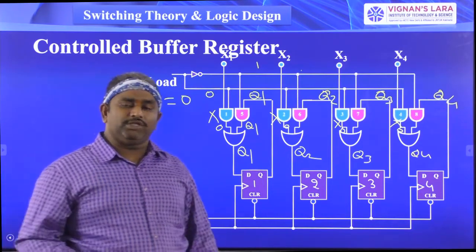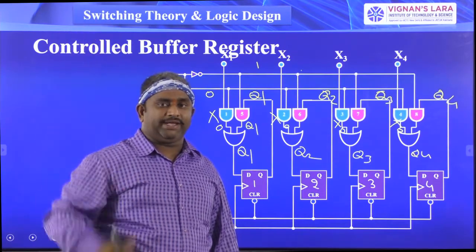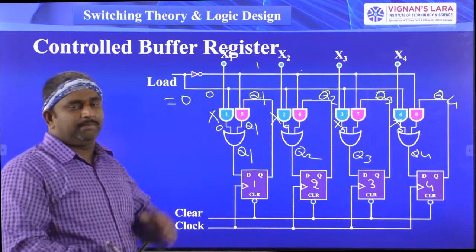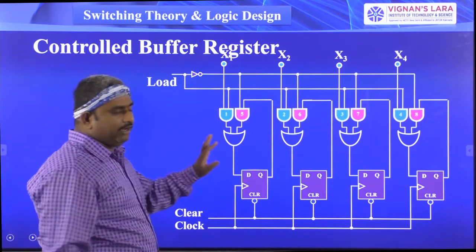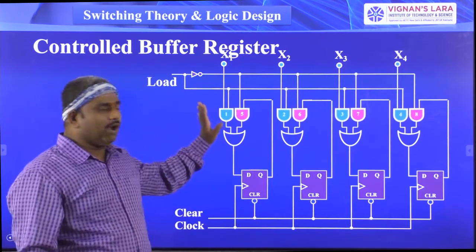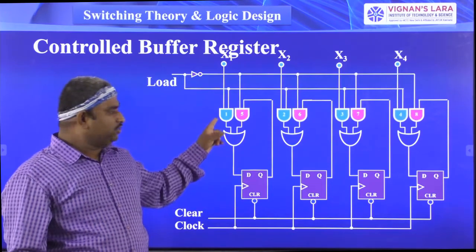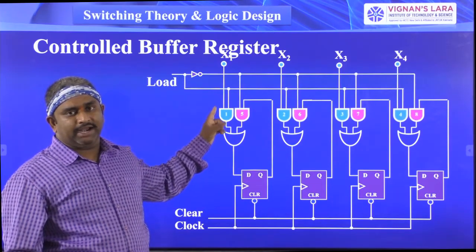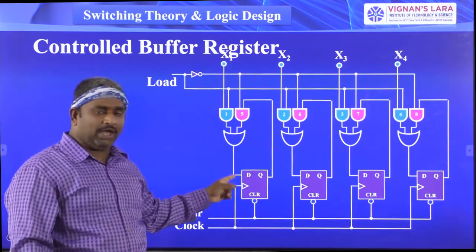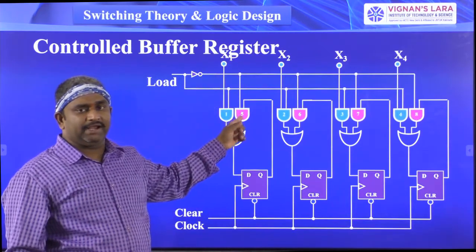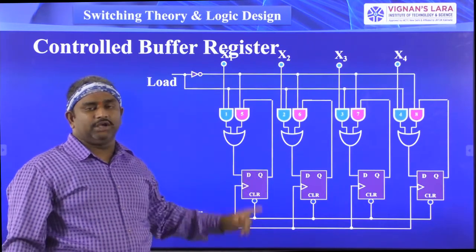Whenever the load is equal to 1, it will take whatever data is available at x1, x2, x3, x4, and the same data is shifted to the flip-flops. Once again, it is a very simple operation. Here we have AND and OR logic which helps to process the data. The blue color AND gates take the parallel data x1, x2, x3, x4 to the flip-flops, and the pink color AND gates take the same flip-flop output to the next state input.